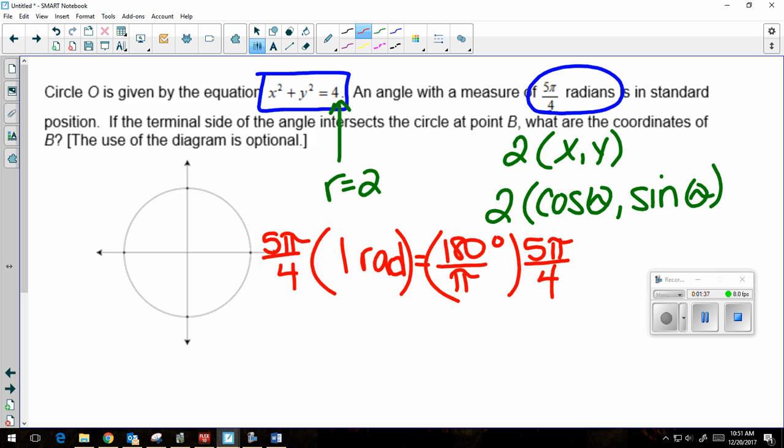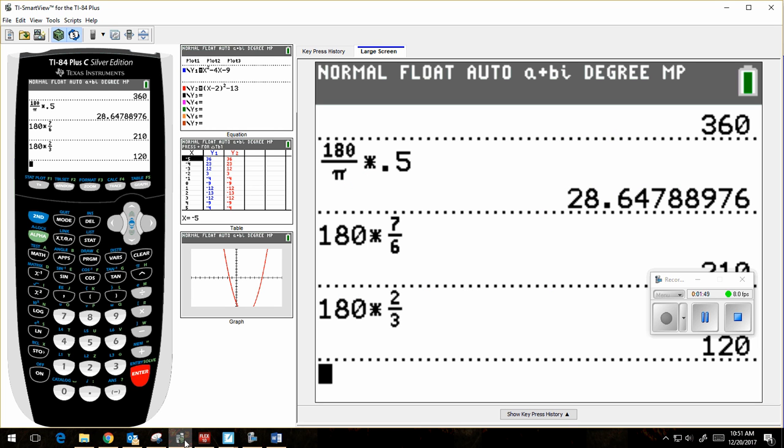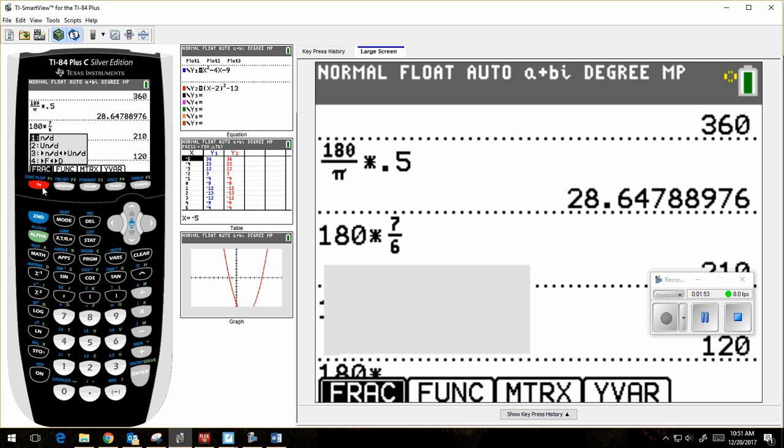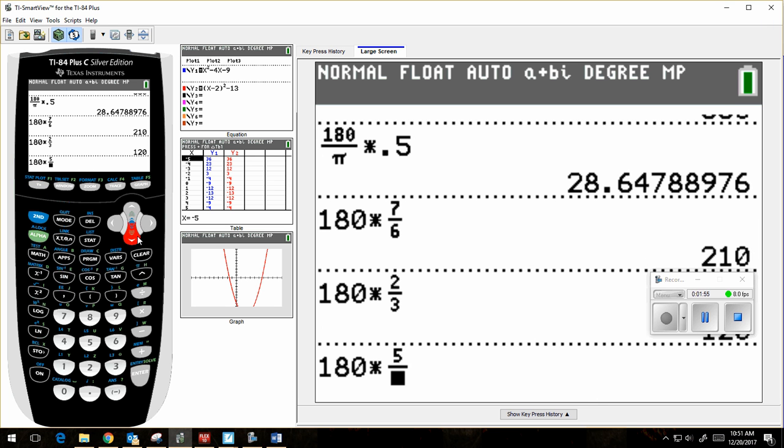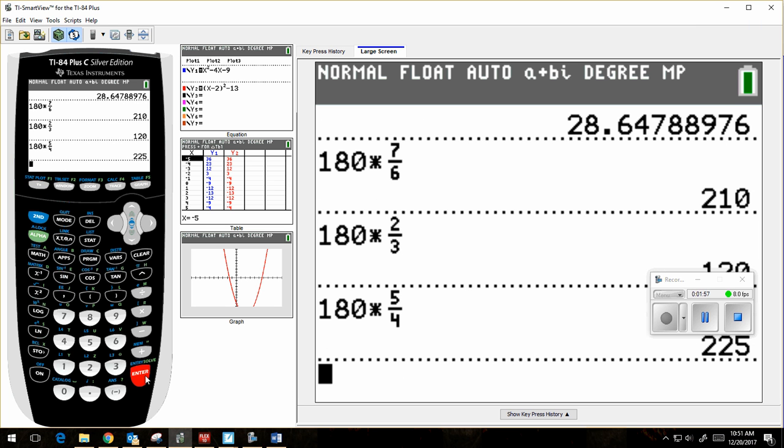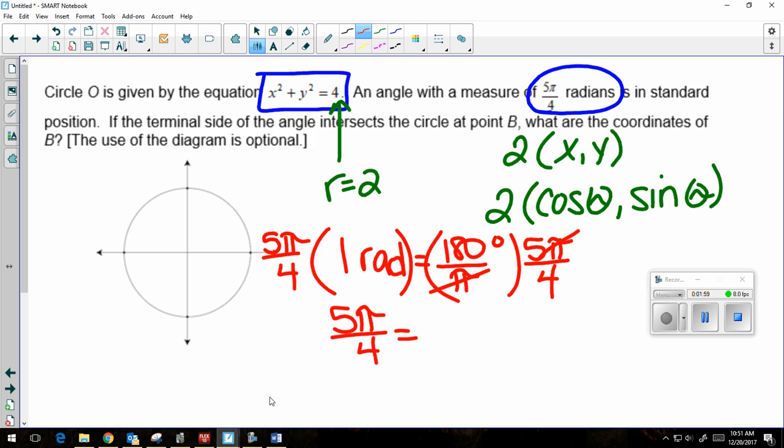There is another video on converting radians to degrees, so if you still need help with that, you can check out that video. So 5 pi over 4 is equal to, on the right side, my pi's cancel. In my calculator, 180 times 5 over 4, and I get 225. So 5 pi over 4 is equal to 225 degrees.